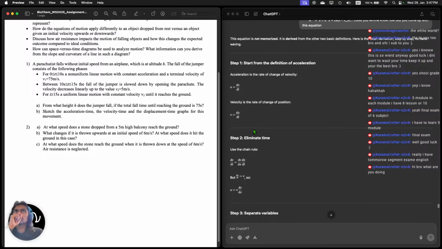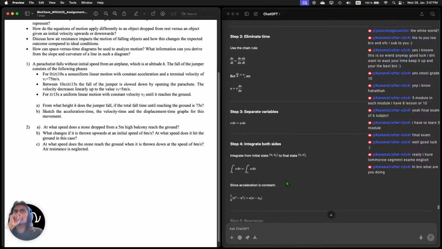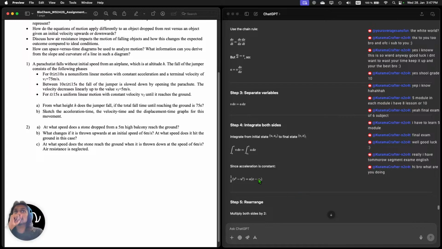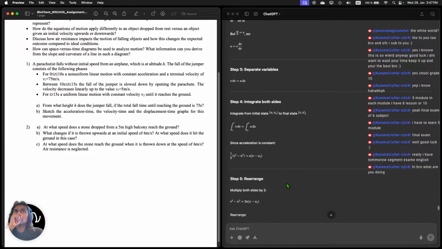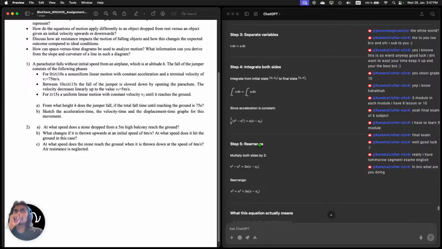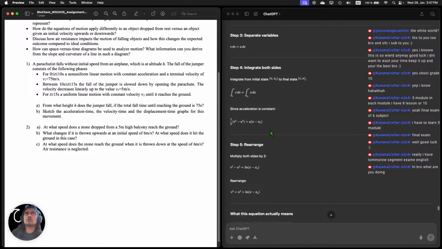Start from the definition of acceleration, separation, integration. Okay, integrate both sides since acceleration is constant. Rearrange: v squared minus u squared is equal to delta v whole square equals... So v squared minus u squared by x minus x0 equals 2a. I think these two equations should help me do this.